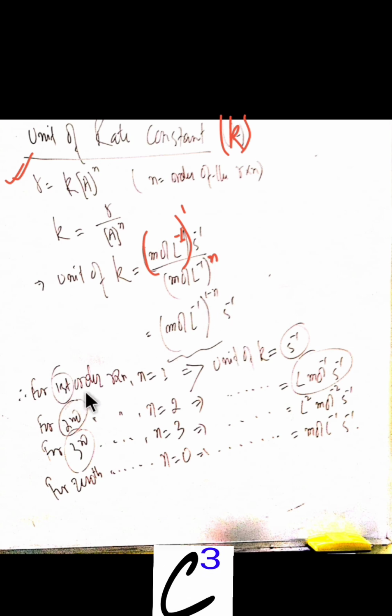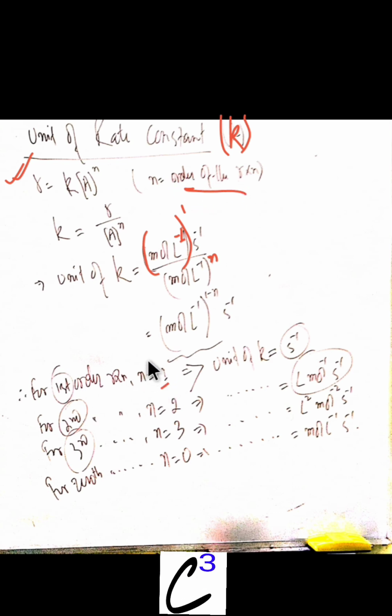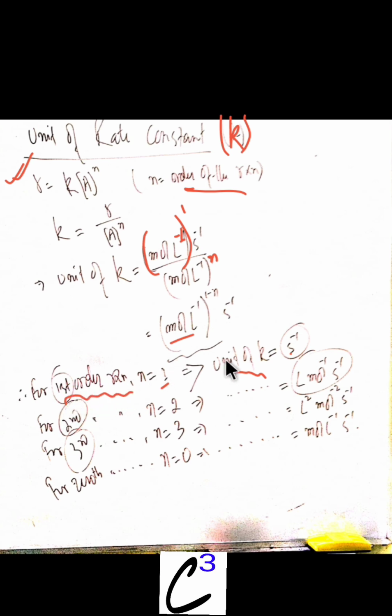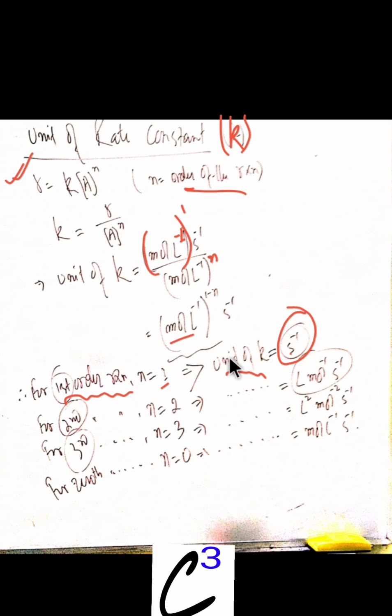So for a first order reaction, where n is the order of the reaction, n is equal to 1. So the unit of rate constant K will be per second, because 1 minus 1 will be 0, and (mole per liter)^0 will be equal to 1. So the unit of rate constant for any first order reaction will always be second inverse, or minute inverse, like that.